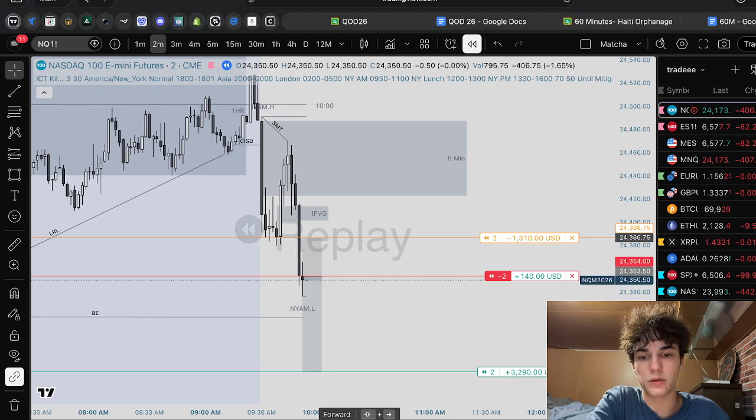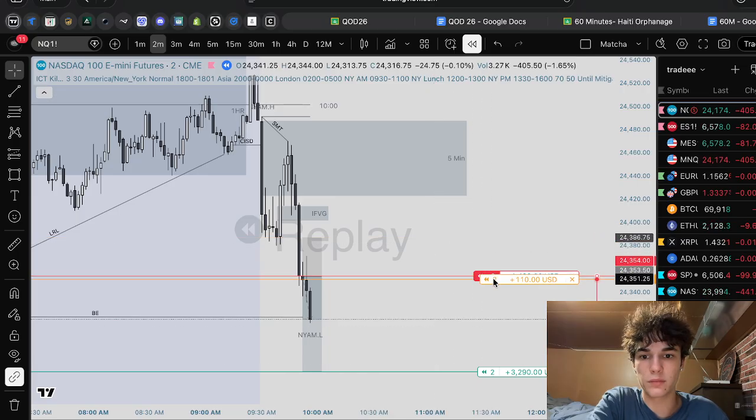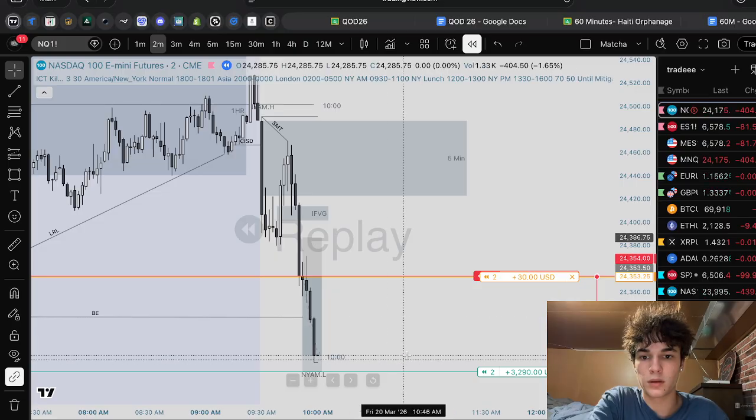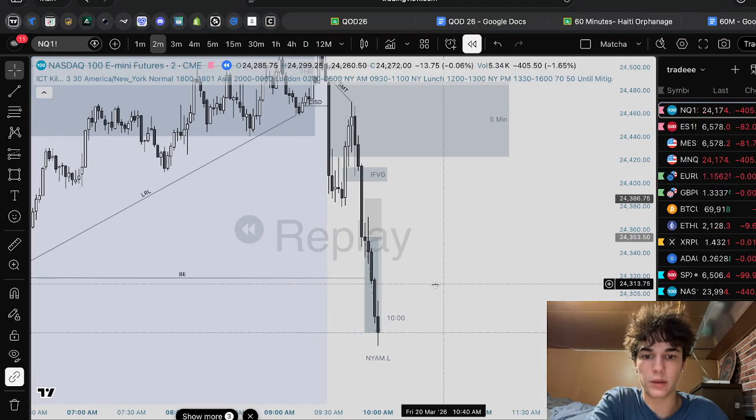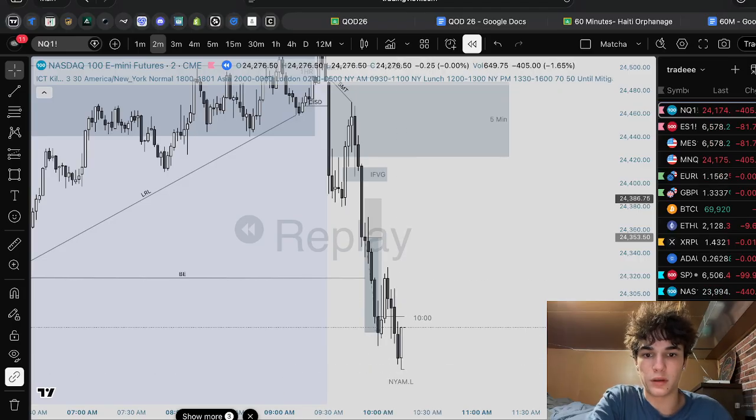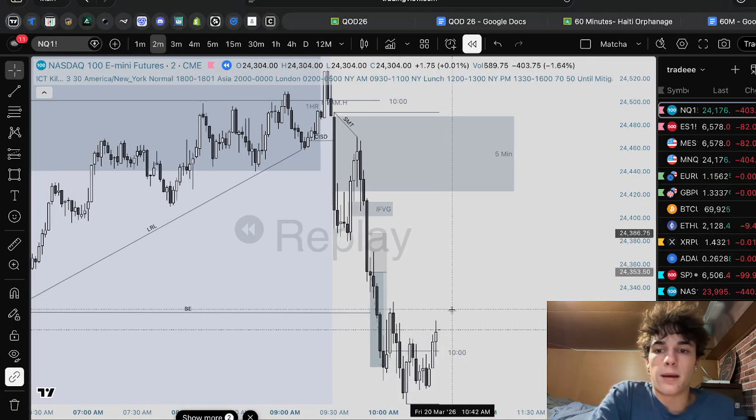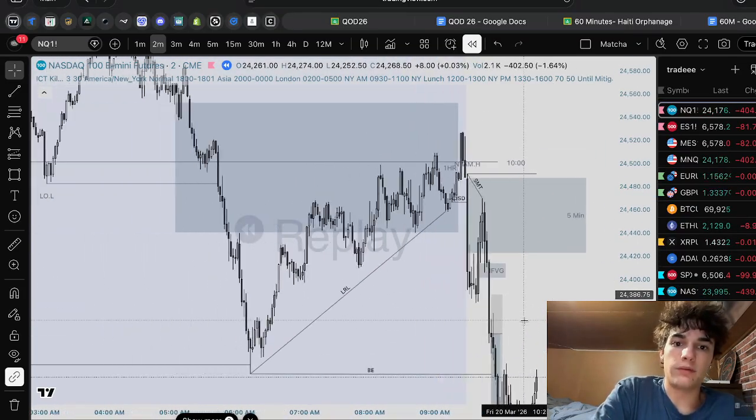So we chop around entry for a little bit, and this next candle is where we go break even. And then we just dump during the 10 a.m. candle right to the target, and then the rest of the day we kind of just chop around. A plus setup today. I love to see it.